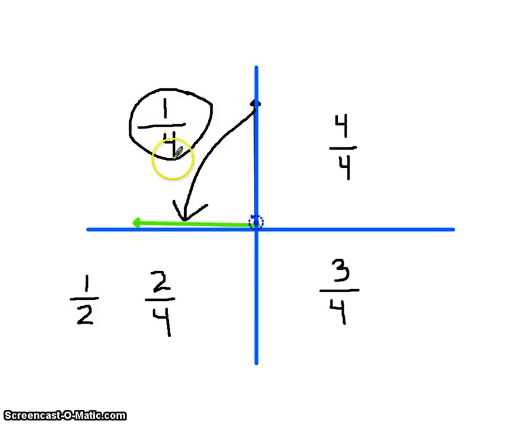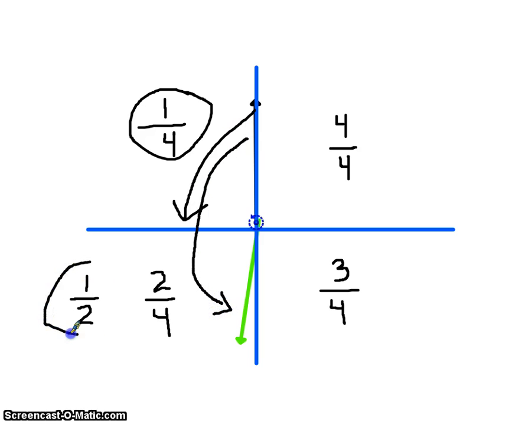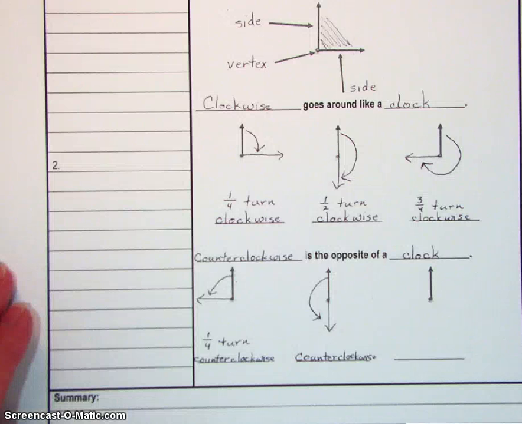So on the first one, we went 1/4 turn. But if we keep going around, we would go all the way this way, which would mean we'd extend it, and we'd go all the way to here, which means we'd be 1/2 of the way around. So that would be 1/2 turn counterclockwise.